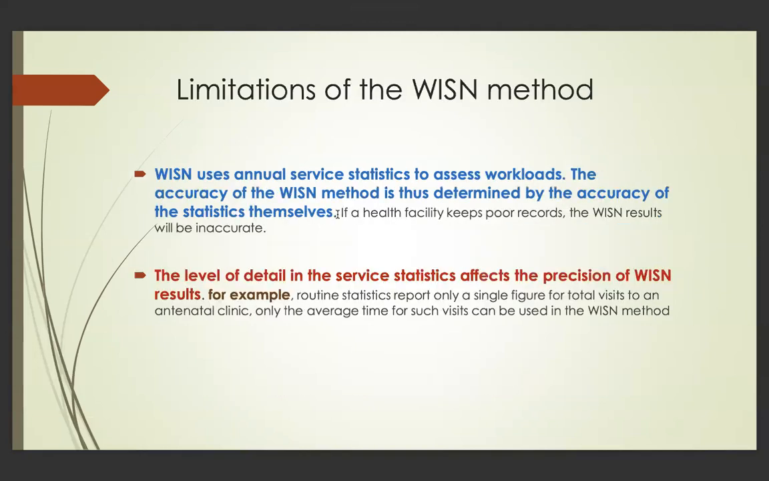Now, the limitations of the Wyzen method. Wyzen uses annual service statistics to assess workloads. The accuracy of the Wyzen method is thus determined by the accuracy of the statistics themselves. If a health facility keeps poor records, the Wyzen results will be inaccurate. The level of detail in the service statistics affects the precision of the Wyzen results. For example, routine statistics report only a single figure for total visits to an antenatal clinic. Only the average time for such visits can be used in the Wyzen method.